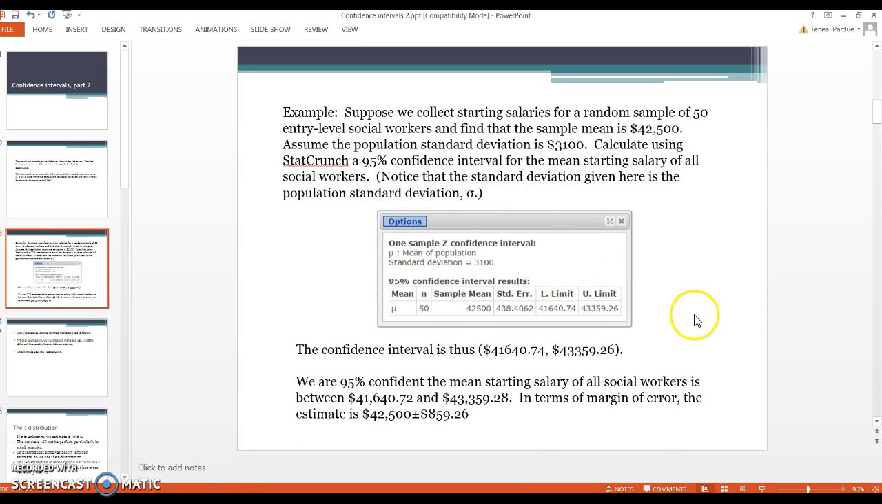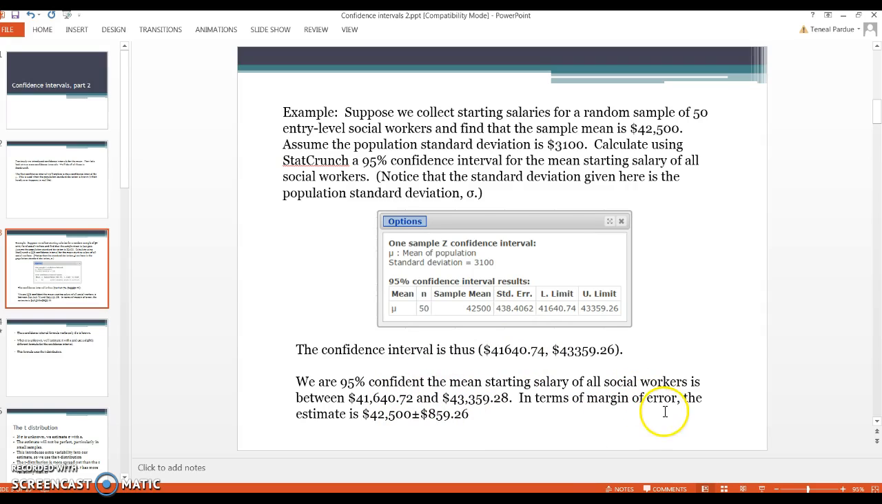So this is our output, and that tells us that our confidence interval is 41,640.74, the lower limit, to the upper limit of 43,359.26, which means that we're 95% confident the mean starting salary for all social workers, so this is in the population, is between those two values.